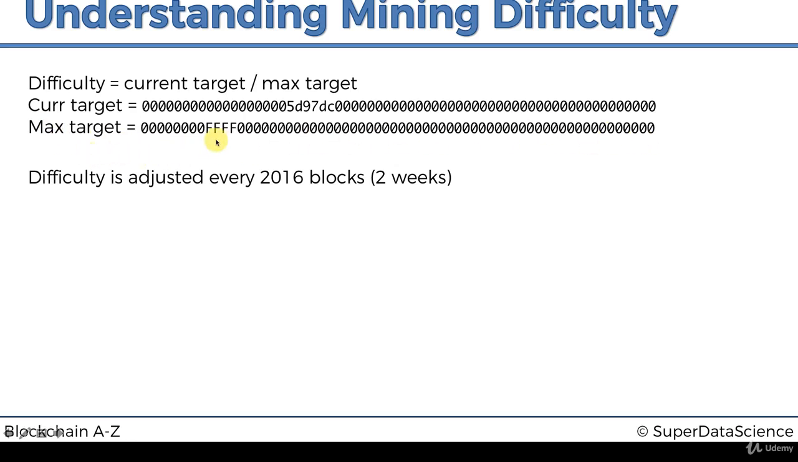Where did this come from? What is this target all about? Well, this max target is the target that was in place at the very inception of Bitcoin. They started out with this target. And so why did they start out with this target?